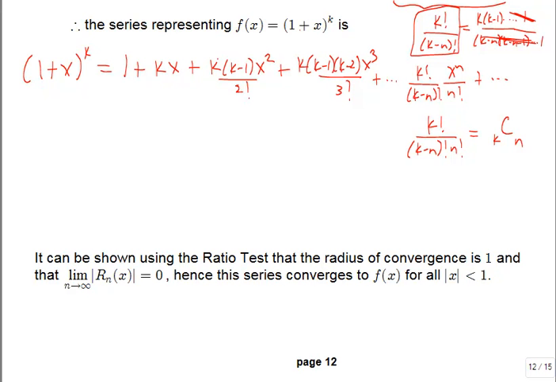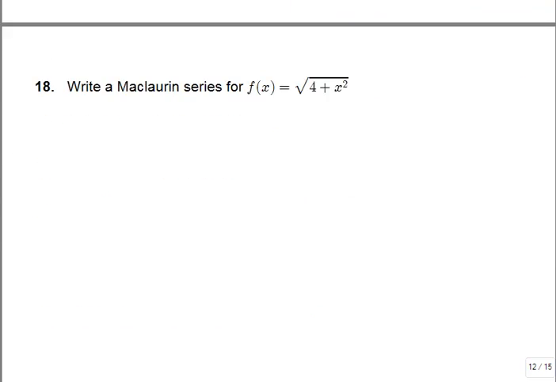So how does this help us? Well, we can use it to write Maclaurin series for more complicated looking functions. Now this function right here would have some pretty nasty derivatives if you had to start taking derivatives of this and deriving the Maclaurin series from scratch. So what we're going to try to do here instead is see if we can turn this into something that looks like (1 plus x) to the k.